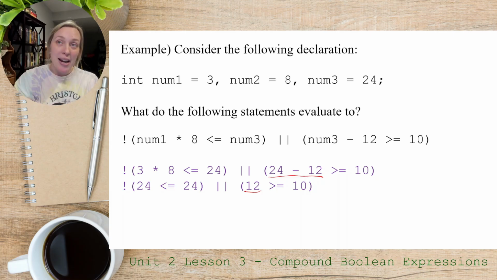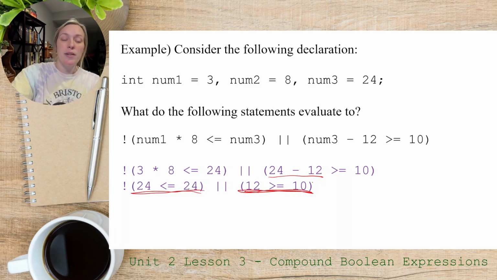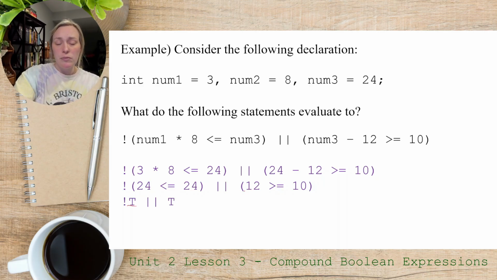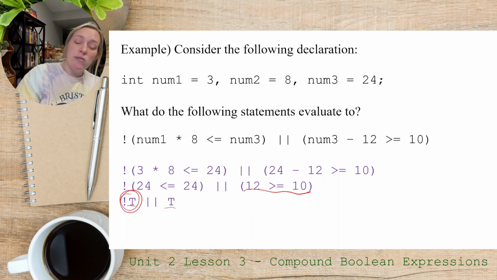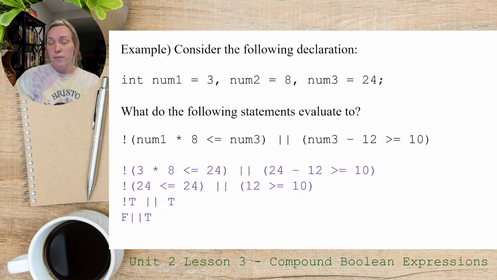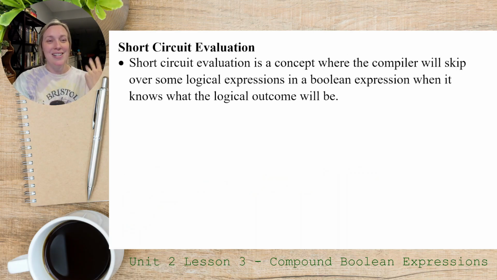So I did my operators. Now I can do my relational inside my parentheses here. So I'm going to evaluate each of these. 24 less than or equal to 24 is true. 12 greater than or equal to 10 is also true. Then I have my unary right in front. Not true is false. False or true evaluates to true. So exciting.